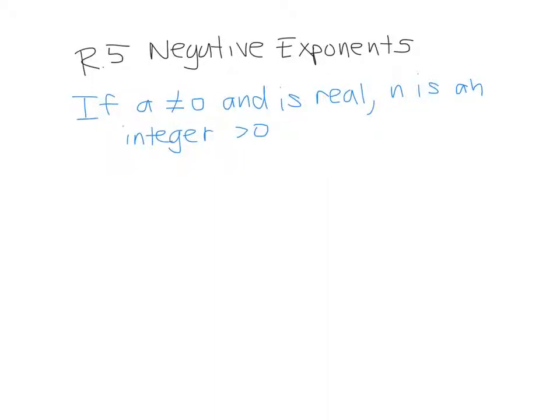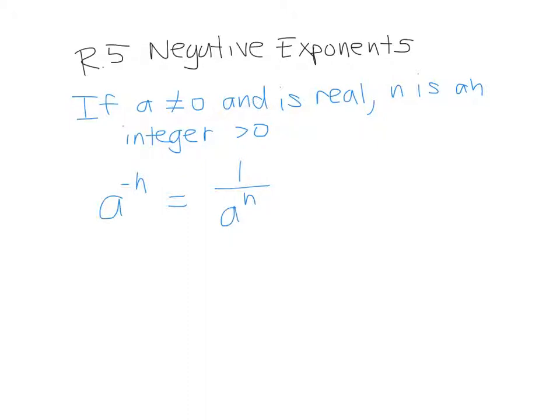Review chapter section 5 is on negative exponents and rational exponents. This section is going to focus on negative exponents. So if we have a base a that's not 0 and it's a real number, and if we take n to be an integer that's positive, then we have that base to the negative n. We can rewrite that as 1 over that base with n being the exponent.